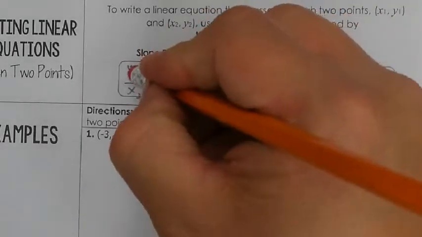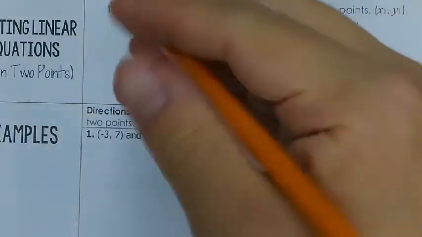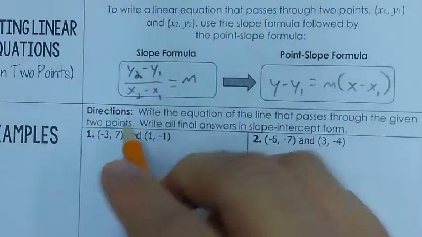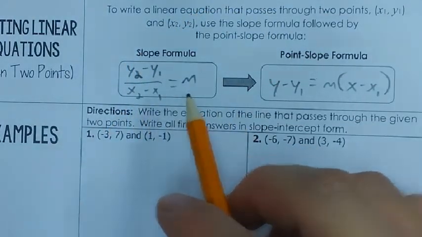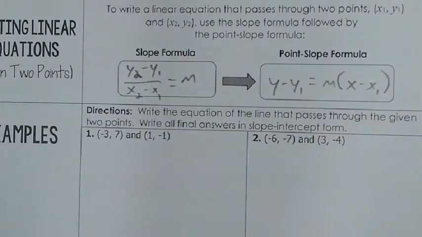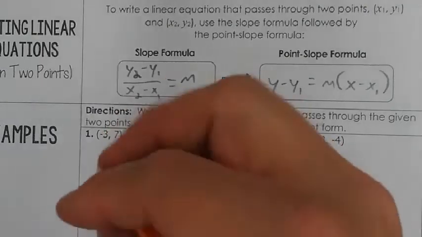So use your slope formula first. Y2 minus Y1 over X2 minus X1 equals M. And then you got to convert it to point slope formula. So you first have to find your slope, and then you find the actual equation.